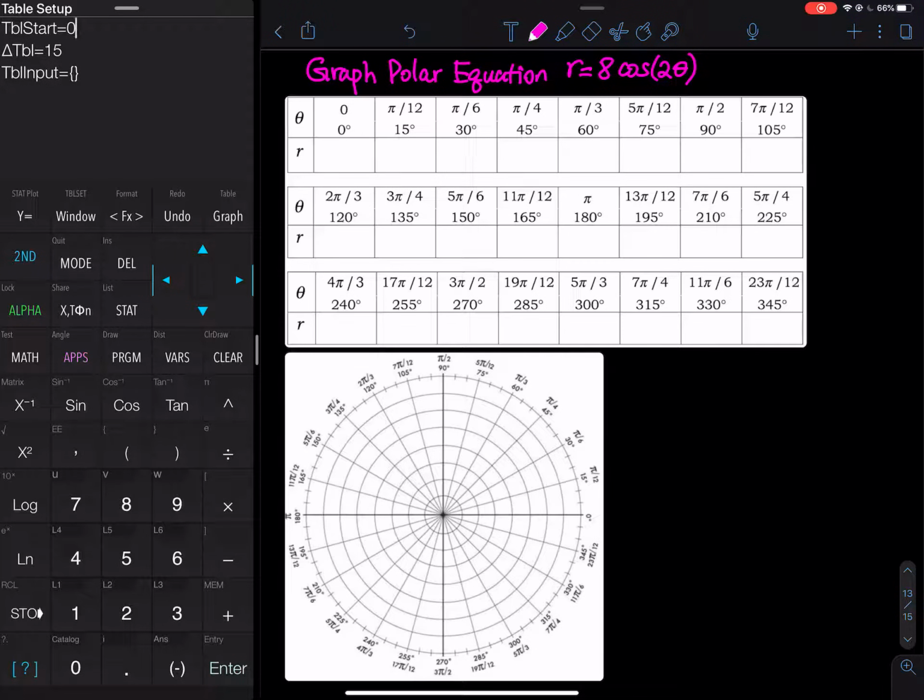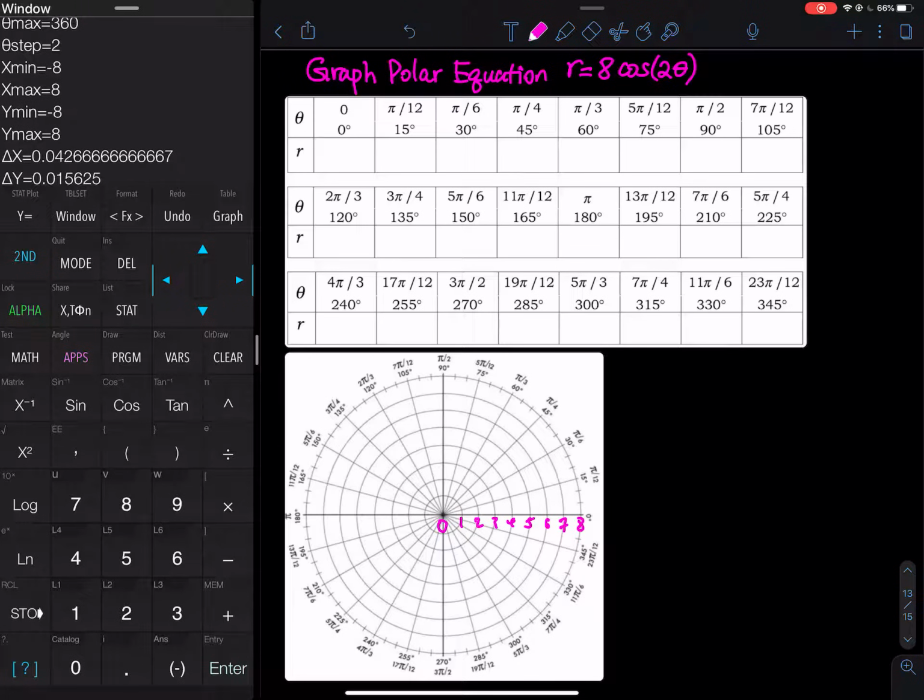For the window setup, you hit the window key and start at 0. The theta max is 360 because we are doing one full circle, and the step is 2. For x minimum and maximum, y minimum and maximum, we use -8 and 8, because look at the graph: from 0, 1, 2, 3, 4, 5, 6, 7, and 8. So the highest we can go is 8. If you want to use 9 or 10, then you have to get a bigger polar plane. So 0, 360, the step is 2, and min and max -8 and 8. That's all you have to set up. After you are done, we want to check out the table values.